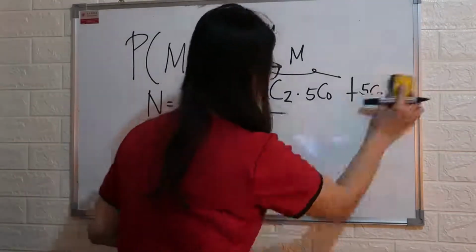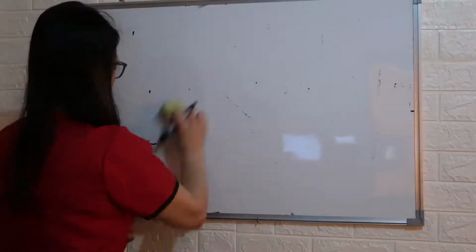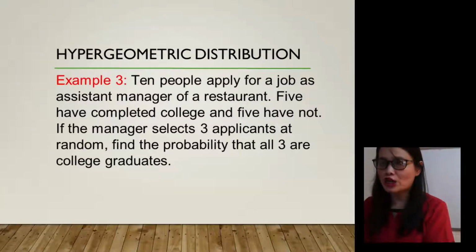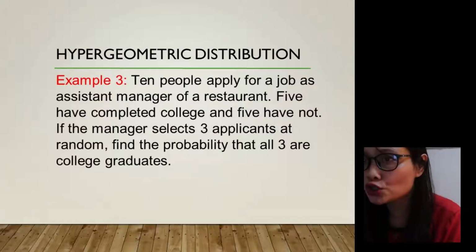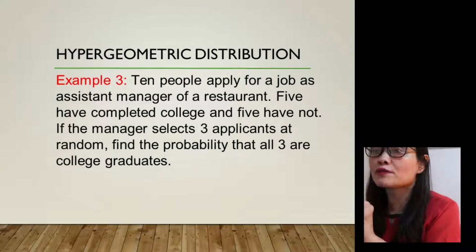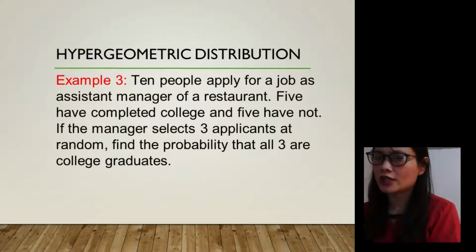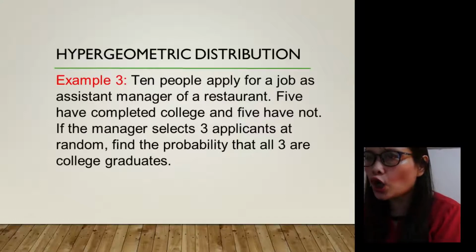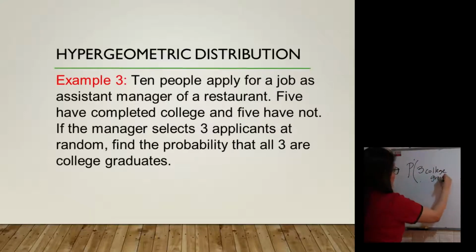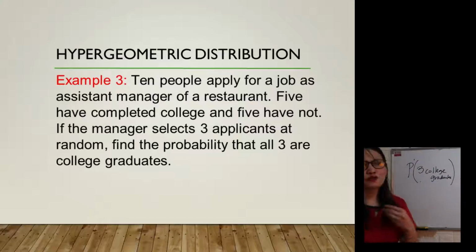Okay, here we go. Number 3. 10 people apply for a job as assistant manager for a restaurant. 5 have completed college and 5 have not. If the manager selects 3 applicants at random, find the probability that all 3 are college graduates.